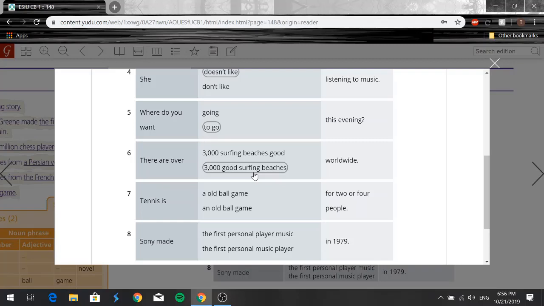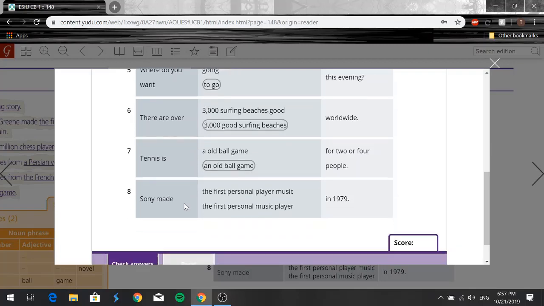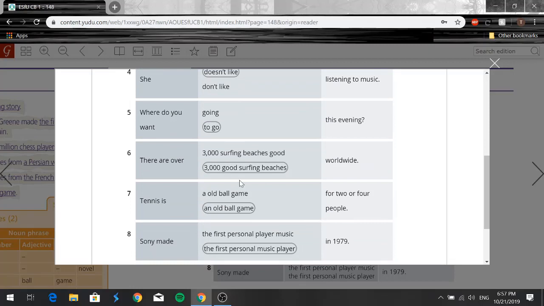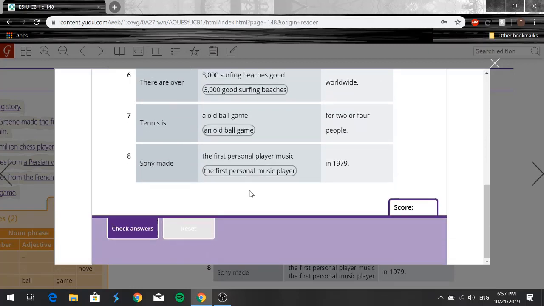Tennis is an old ball game, or an old ball game for 2 or 4 people. We'll say an old ball game. Pretty sure you guys know, because an, you get the idea. Use of an when the next word begins with a vowel. Okay? Then we have 8. Sony made the first personal player music, or the first personal music player, in 1979. Again, we'll say the first personal music player for the same reason that we had 3,000 good surfing beaches. Okay? So that's that. Now let's move on.